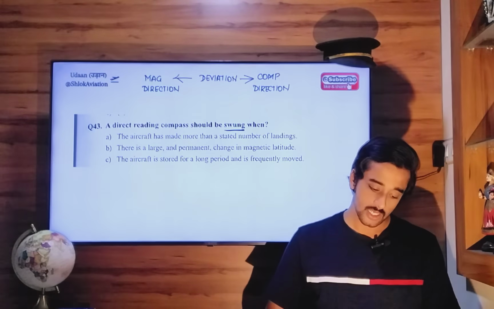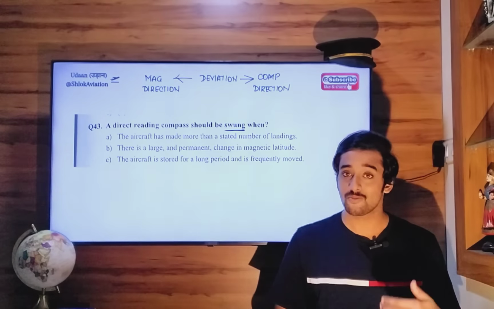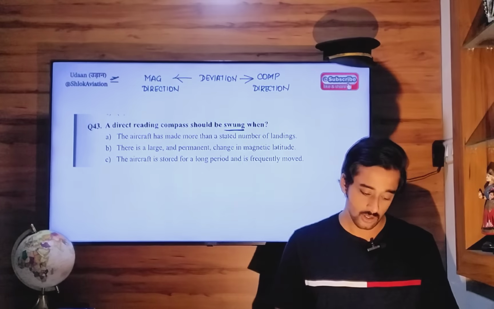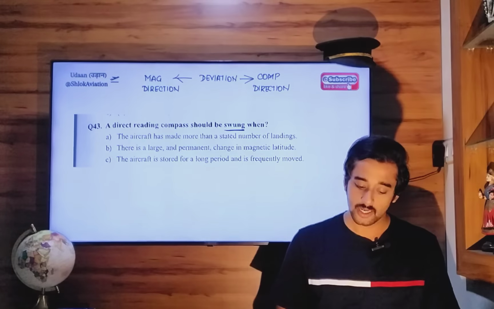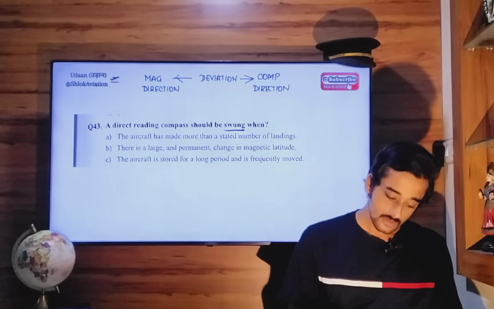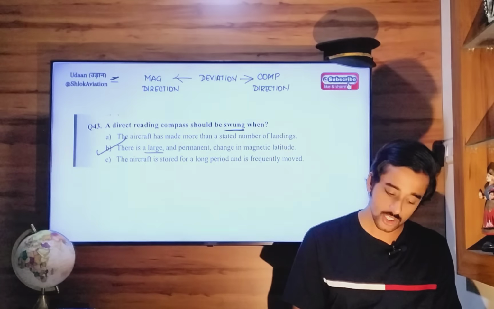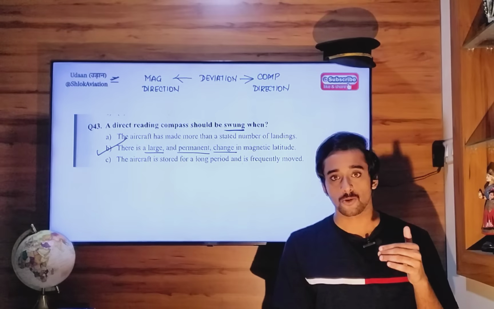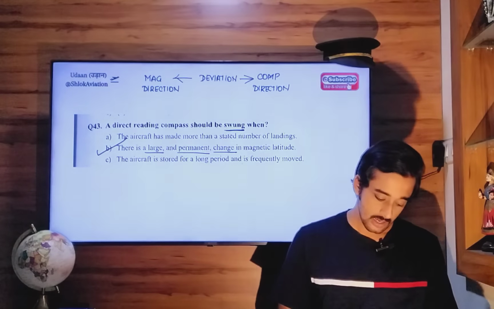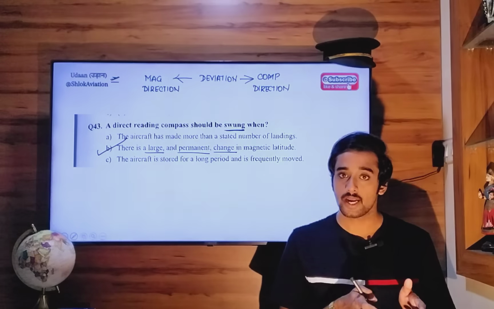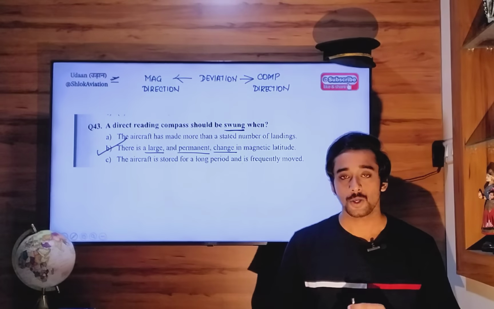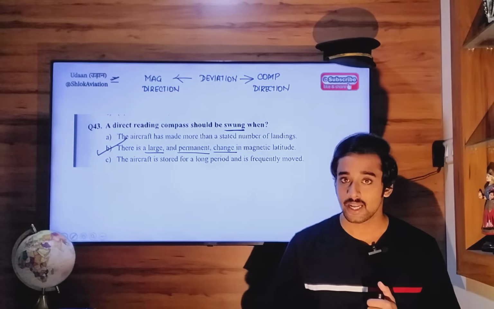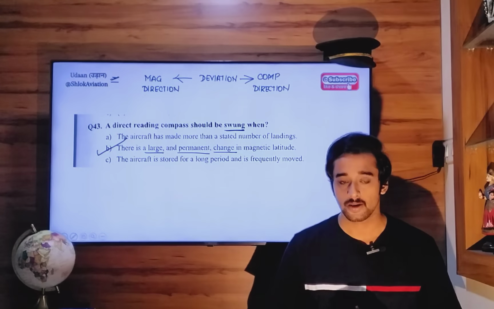So compass swinging is done when the aircraft has made more than a stated number of landings. There is a large permanent change in magnetic latitude. The aircraft is stored for a long period and is frequently moved. So the correct answer is option Bravo: when there is a large permanent change in the position of your aircraft. Okay, it has changed its position with respect to latitude. Originally it was at, let's say, 10-degree north latitude, and now you have repositioned that aircraft to some other latitude, 60-degree north, 70-degree north. So you perform this swinging.